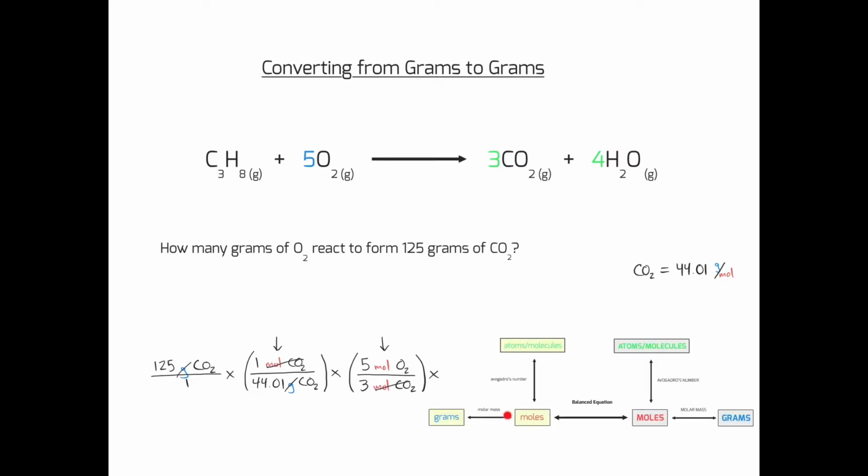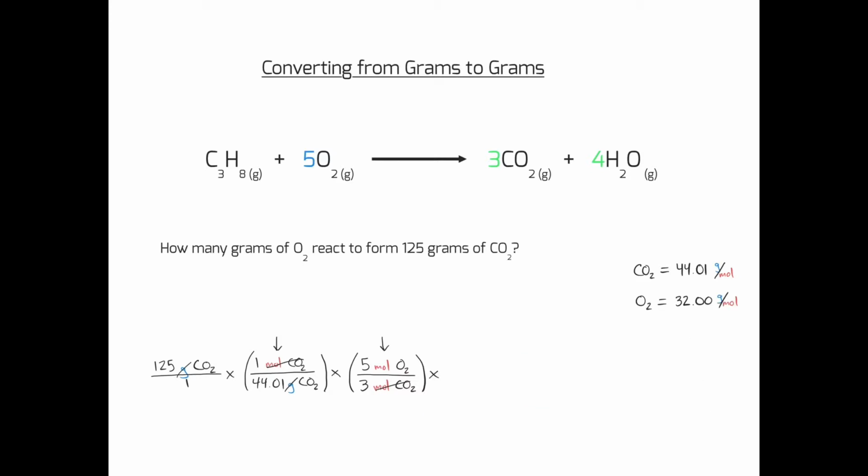So now we're at this point in the diagram, which means that our last step is to convert from moles of O2 to grams of O2. And we do that by using the molar mass of O2. And when we use our periodic table, we calculate the molar mass of O2 to be 32.00 grams per mole. And again, we set up our conversion factor so that our units cancel, which means we have moles of O2 on the bottom to cancel with our moles of O2 on the top. So these moles of O2 cancel with these moles of O2, which leaves us with grams of O2.